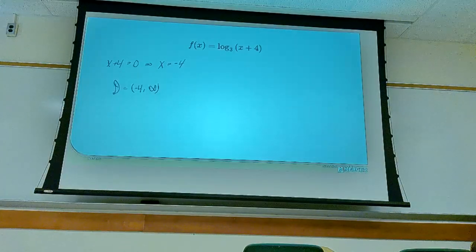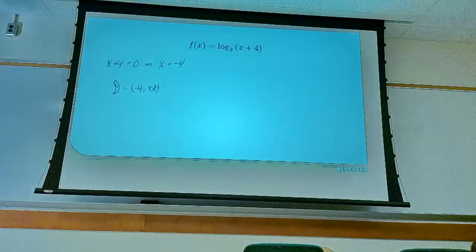X has to be greater than negative 4, because remember, what you take the log of has to be greater than 0, has to be positive. It can't be 0. It has to be greater.